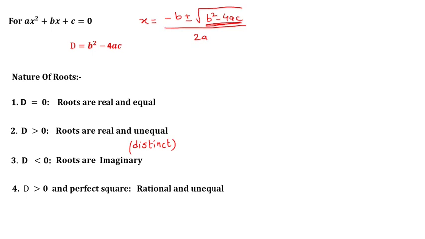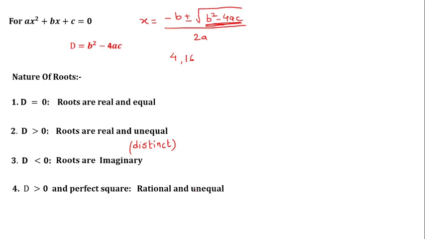Now the second point, further we have converted into two parts. D is greater than 0 and perfect square. So perfect square numbers are something like 4. 4 is a perfect square. Yes. 16. These are perfect square numbers. Now if D is greater than 0 and a perfect square, then roots are rational and unequal.